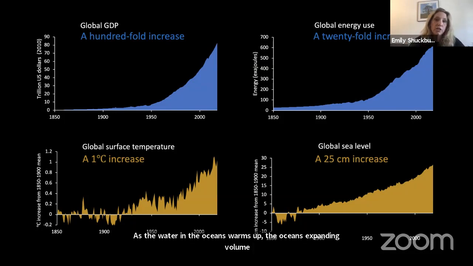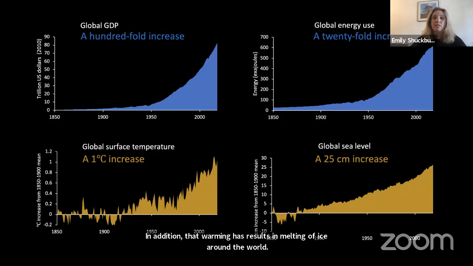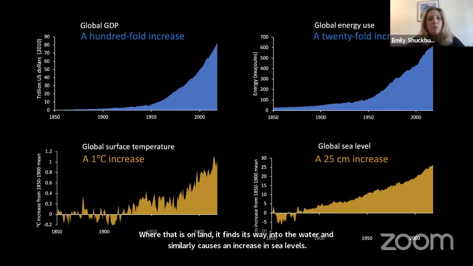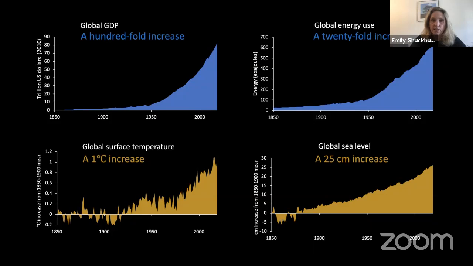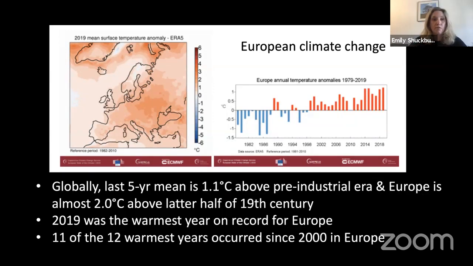But in addition, that warming has resulted in melting of ice around the world. And where that ice is sat on land, it eventually finds its way into the water of the oceans, and similarly causes an increase in sea level. So globally, as is shown here, we've seen around about 1/4 of a metre of sea level rise over the last 150 years. Now, just today, the latest report on climate change, specifically in Europe, was released.